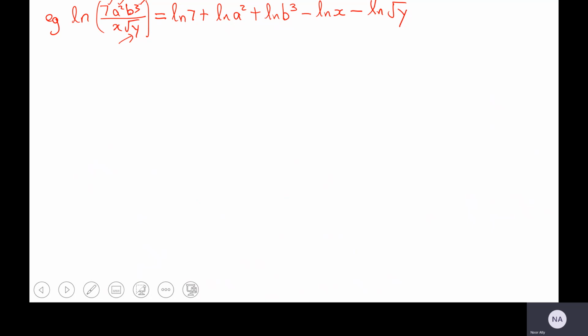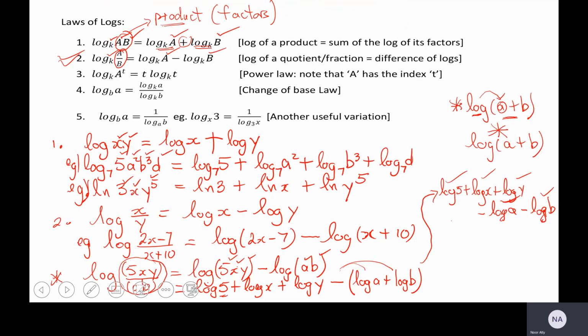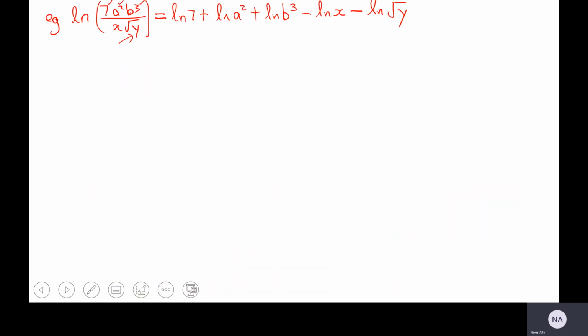Okay, let's go on to the next law, which is the log of an exponent. The log of a to the power t, all to the base k, can be written as t log of a. No, sorry, that should be a to the base k. Now, what is extremely important here is that the a has the index t. So a has the index t, and then only can I bring t to the front. Okay, let's go on to the next page and I will do the third law.